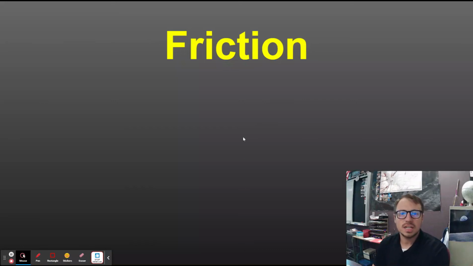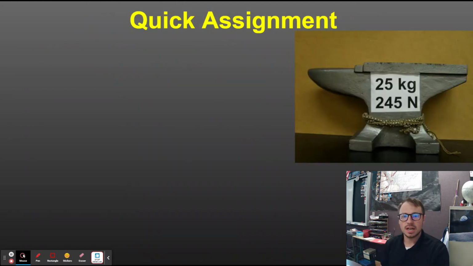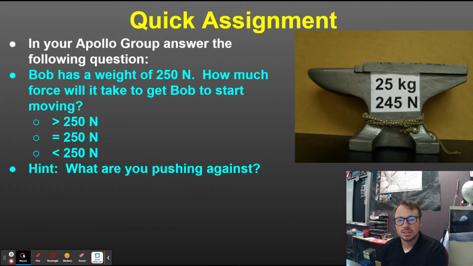This is the friction video. So the original question was, how much force would it take to get Bob, this anvil, to start sliding? If you answer that question, it weighs 250 newtons. Obviously, that's a force going down. So would it take more than 250 newtons, equal to 250 newtons, or less than 250 newtons to get this anvil to start sliding on the table?